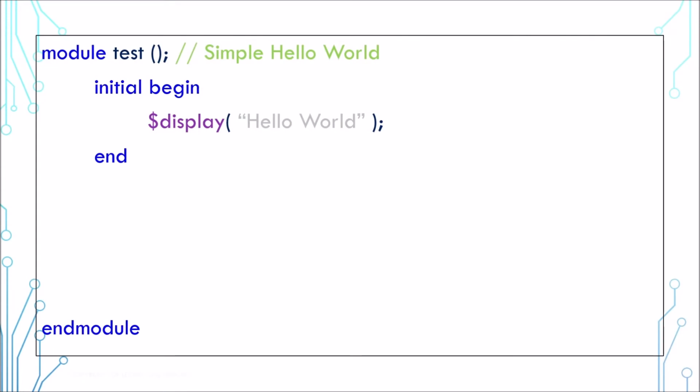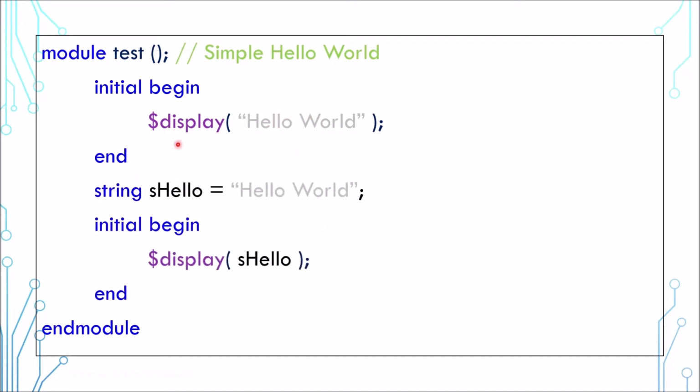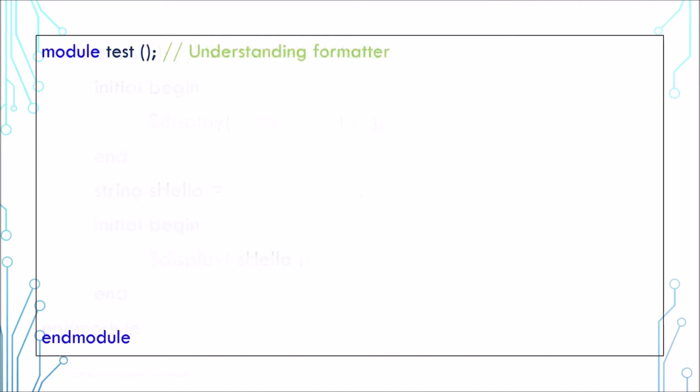This is a Hello World program in SystemVerilog. If you are not familiar with this code, you can refer to the Hello World video. Hello World is a string value. Instead of using the value directly in the display function, you can create a string variable to store the value and then use the variable in the display function. Before we talk more about string variables, let's understand the display function formatter.